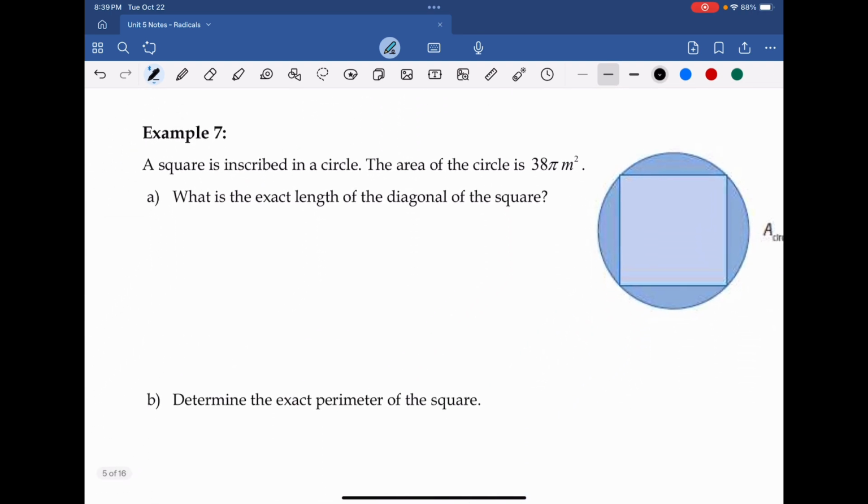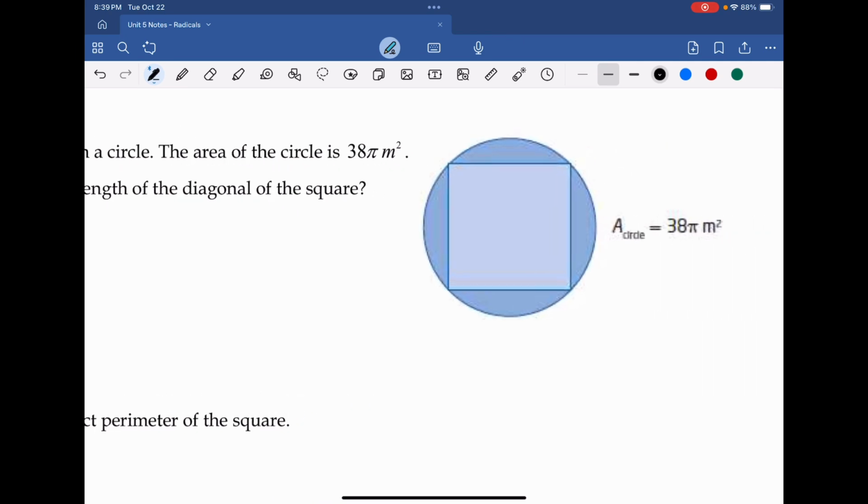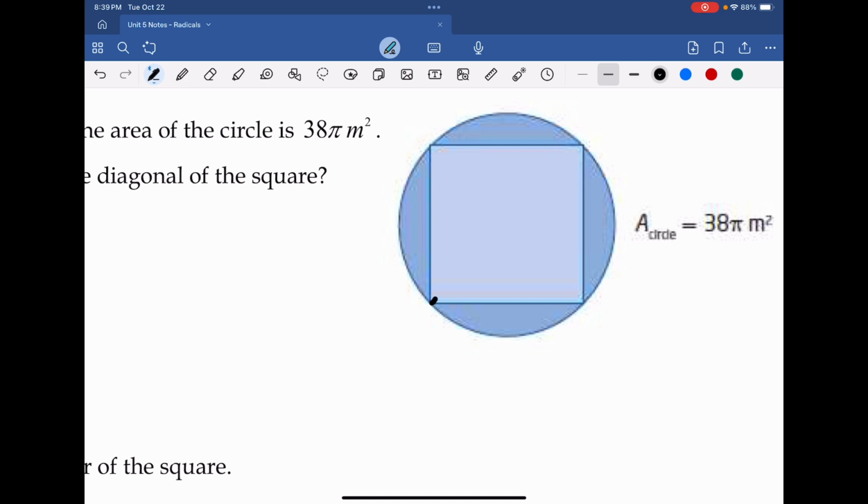Okay, last question here is example 7. We have a square that's inscribed in a circle. Inscribed is just a fancy way of saying it overlays within the circle, and we have the area of this overall circle is 38 pi meters squared. What is the exact length of the diagonal of the square? So let's label a couple things here. If we know that we're looking for the diagonal, this is what they're looking for here.